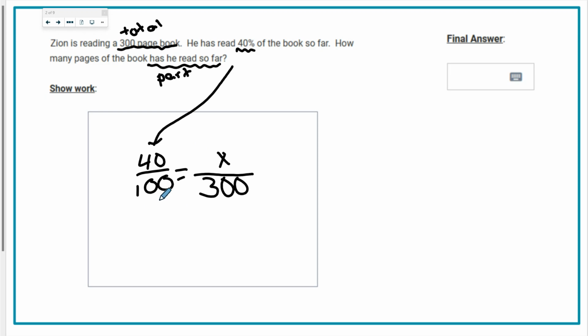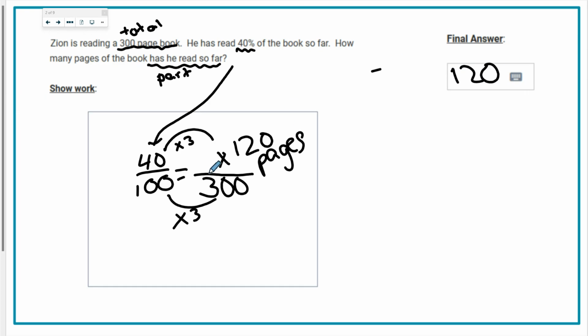Now we need to look for a pattern. We know that to go from 100 to 300, you multiply by 3. If I multiply the bottom by 3, I also need to multiply the top by 3. 40 times 3 gives us 120 pages. So our final answer is going to be 120.